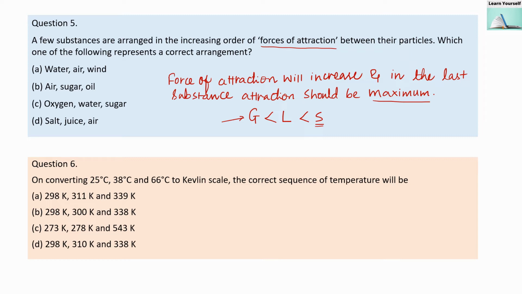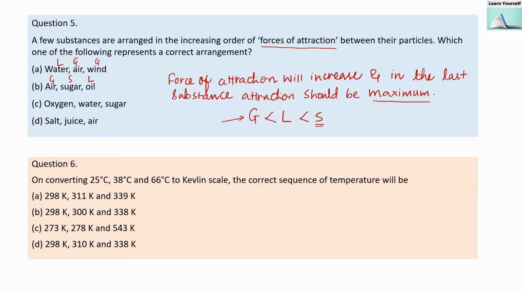So water, this is liquid, then air, that is gas, and wind, again gas. So this sequence is not correct. Similarly, you have to check for all. Air, again we can consider in gas, sugar is solid, oil is liquid. This is not the correct sequence.